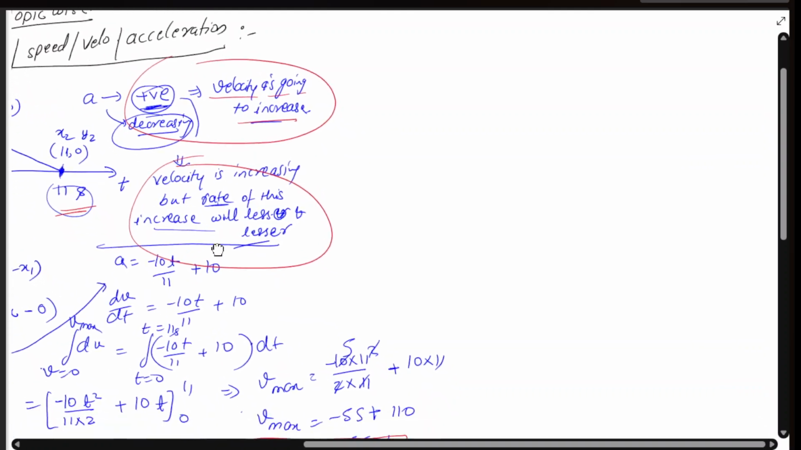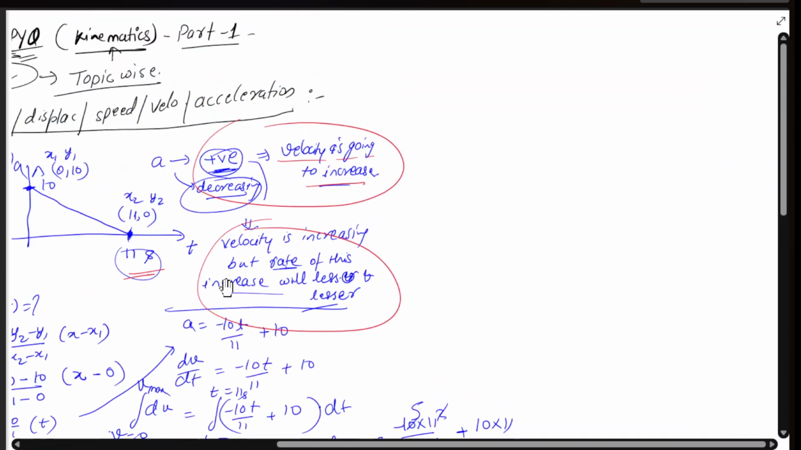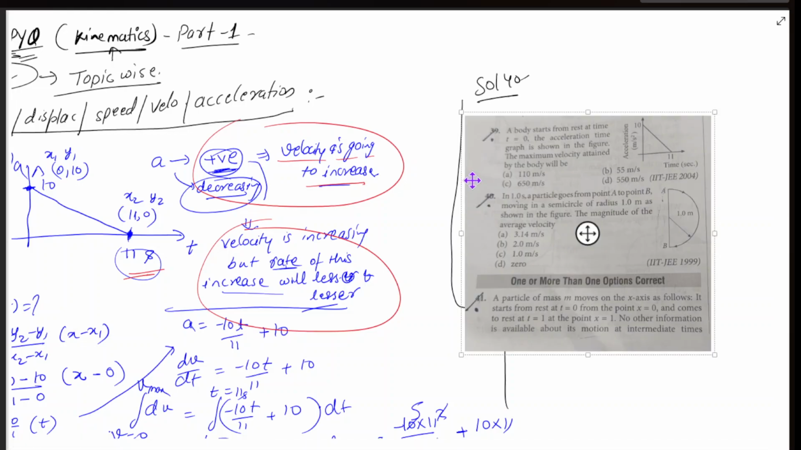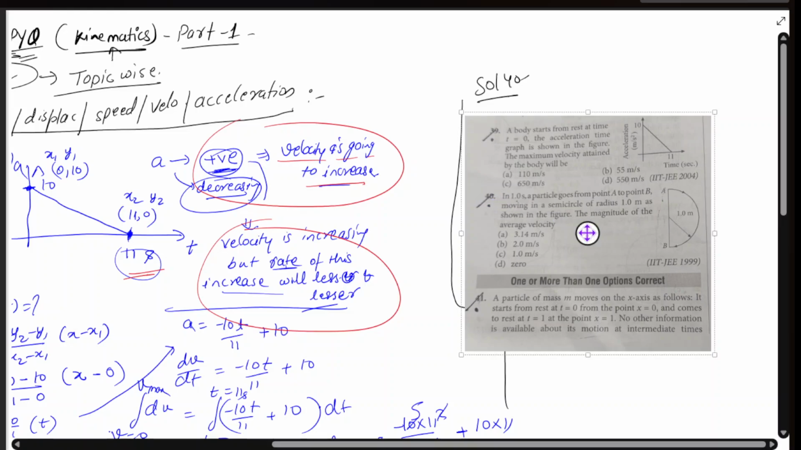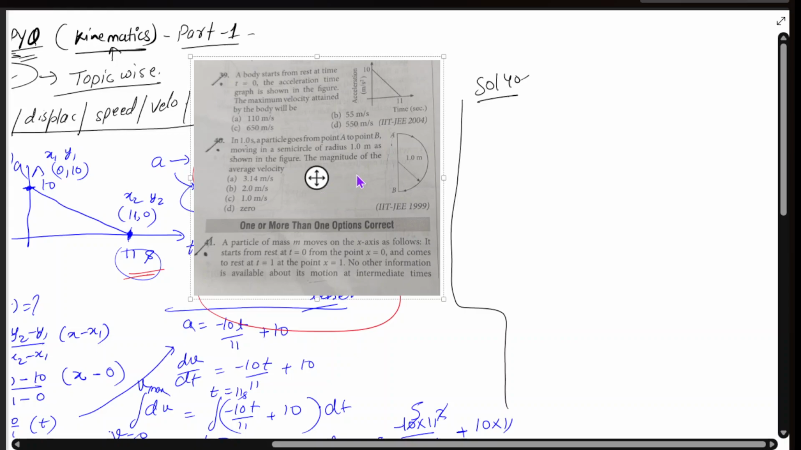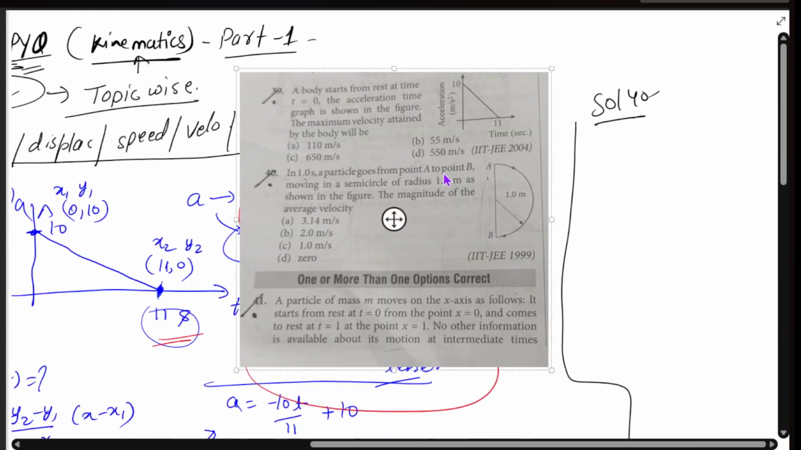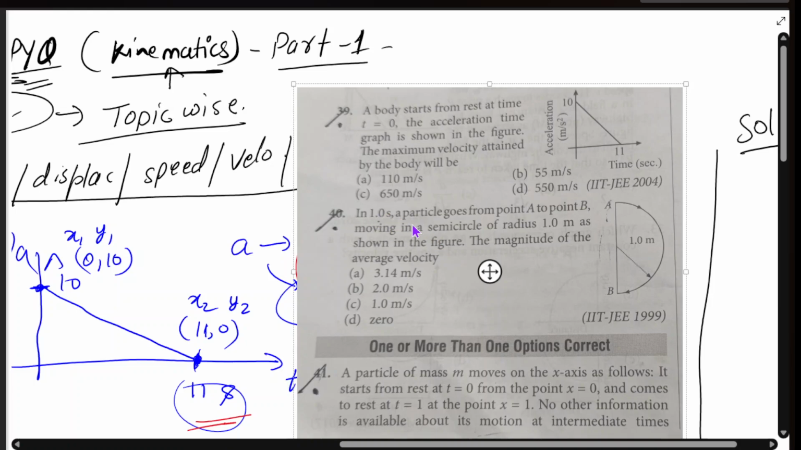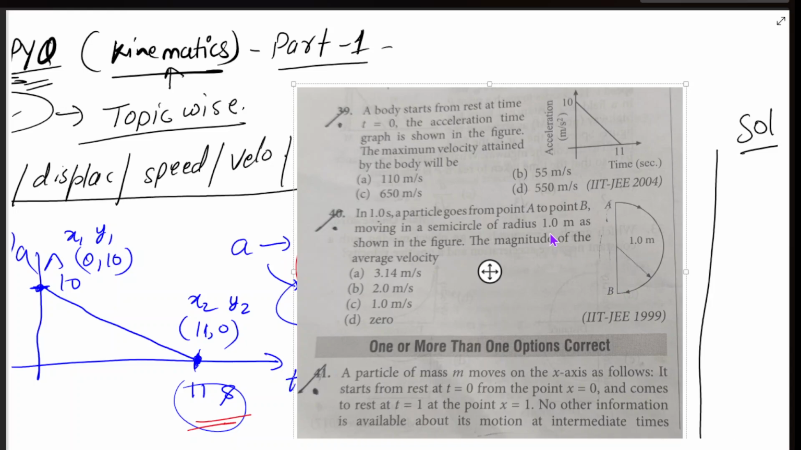So I'm putting the solution for question number 40. A little zoom in. In 1 second, the particle goes from A to B in the semicircular path of radius 1 meter. Now find the magnitude of average velocity.